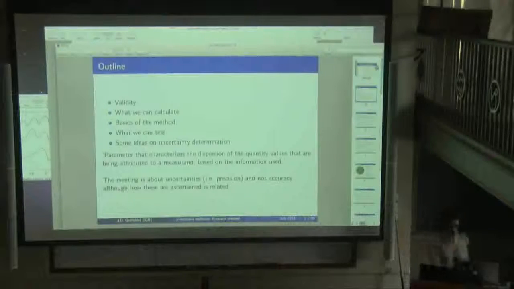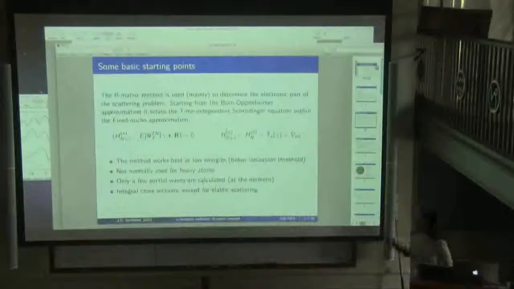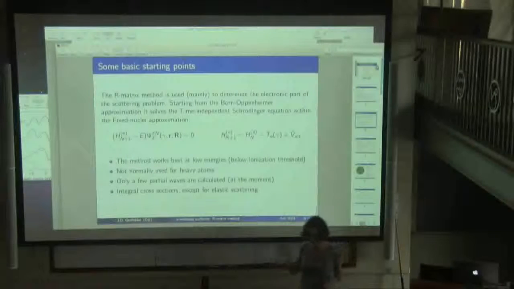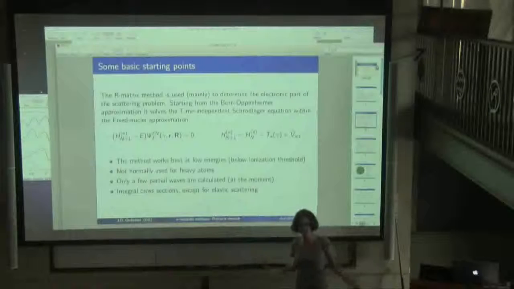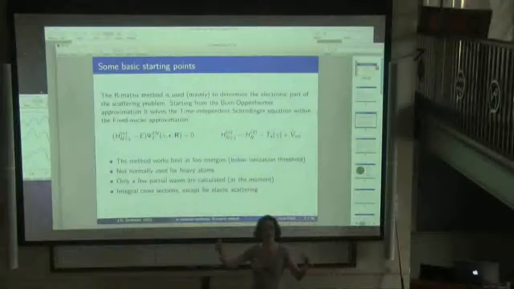Right. So what's the range of validity of the method? We use the R-matrix method as applied to electron-molecule scattering to calculate, basically, to solve the electronic part of the problem. So we work within the Born-Oppenheimer approximation. We solve a time-independent Schrödinger equation, and we assume the fixed nuclear approximation as well. The nuclei are held fixed during the scattering.